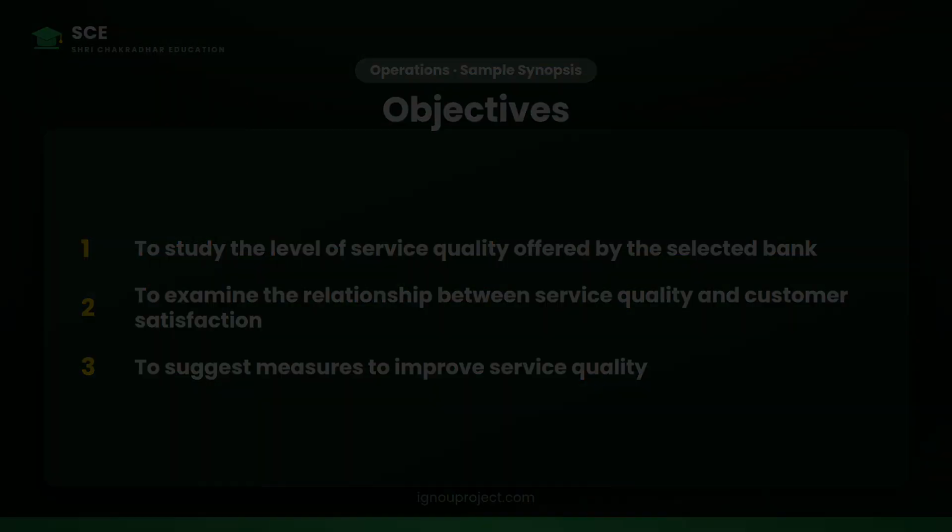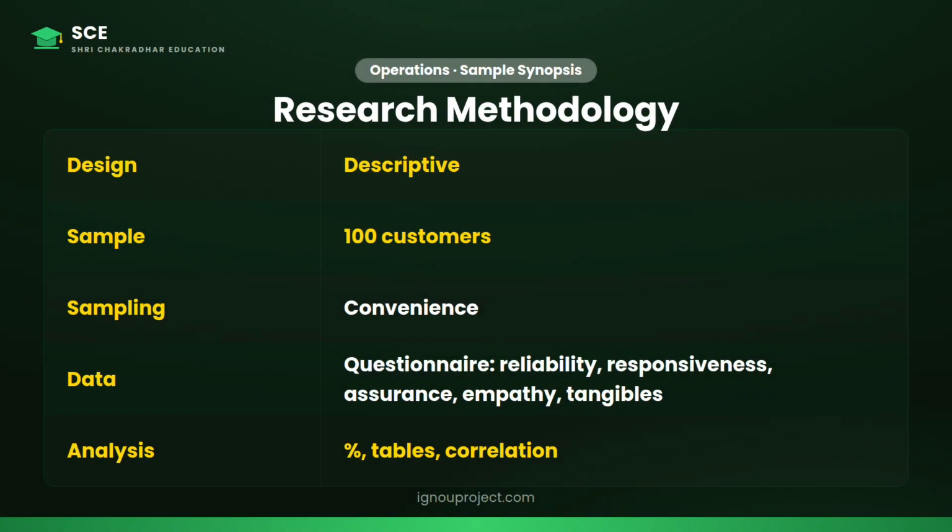Now the research methodology. The research design is descriptive. The population is the customers of the selected bank, and the sample is 100 customers chosen by convenience sampling. Primary data will be collected through a structured questionnaire based on standard service quality dimensions, such as reliability, responsiveness, assurance, empathy, and tangibles. Secondary data will come from bank reports and service quality literature. The analysis will use percentages, frequency tables, charts, and simple correlation between service quality and satisfaction.